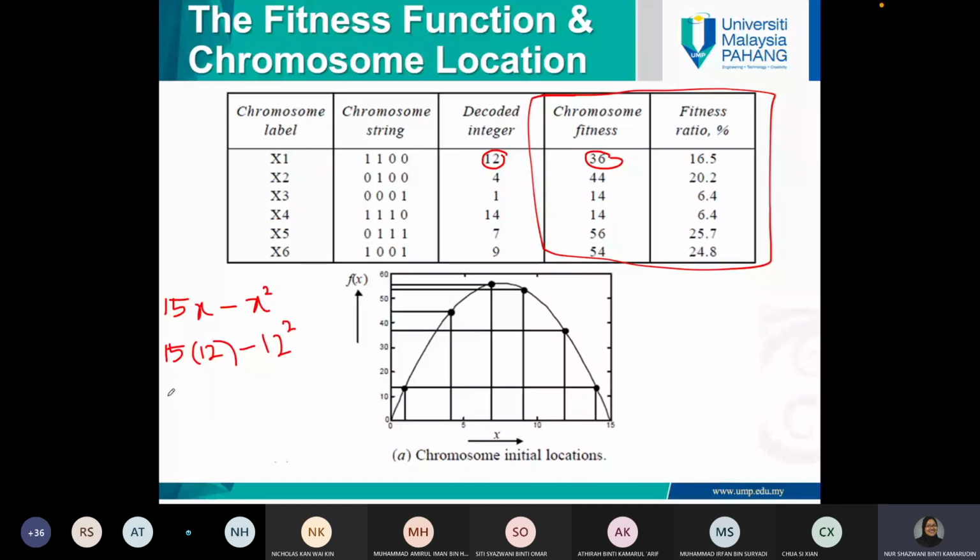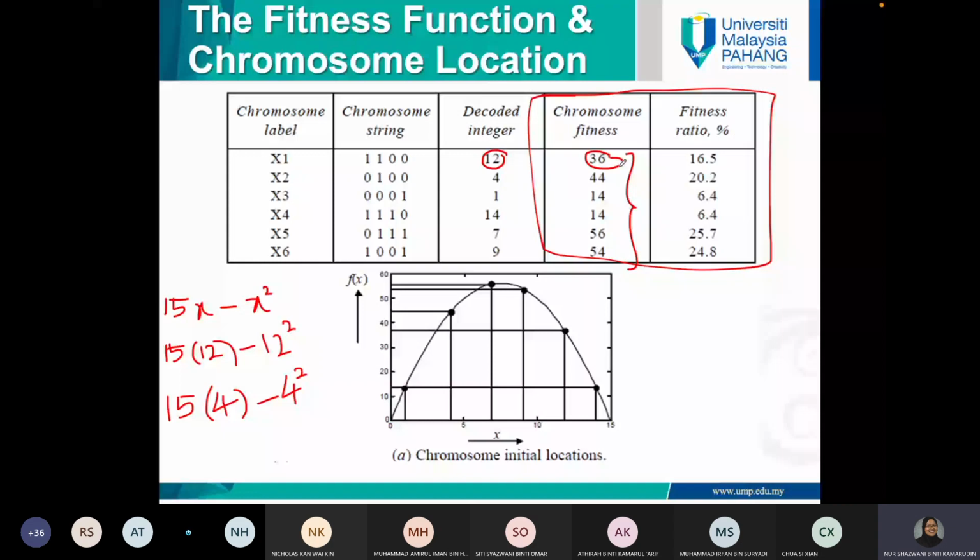That one is for the first chromosome. And then the second chromosome, same. You just put the x value into the formula. Okay, 15 times 4 minus 4 squared. So calculate the chromosome fitness. Now you get all these values.